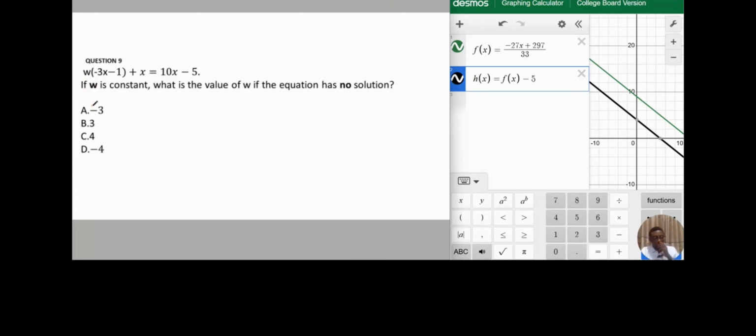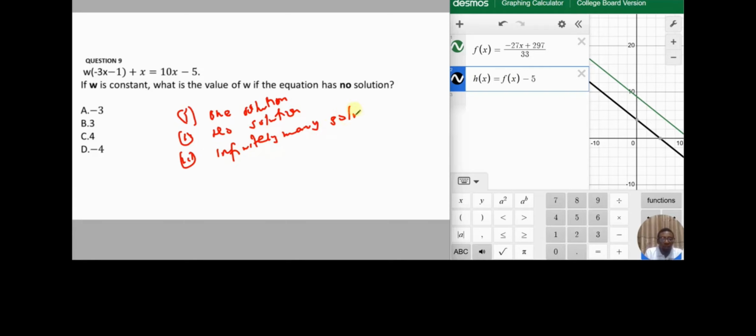Look at this question. This is a question on systems of linear equations that says if w open a bracket minus 3x plus x. So if you have something like this, for systems of linear equations we have 3 types. We have one solution, we have no solution, and then we have infinitely many solutions. I have a video on this. You can check my channel for a video on this.